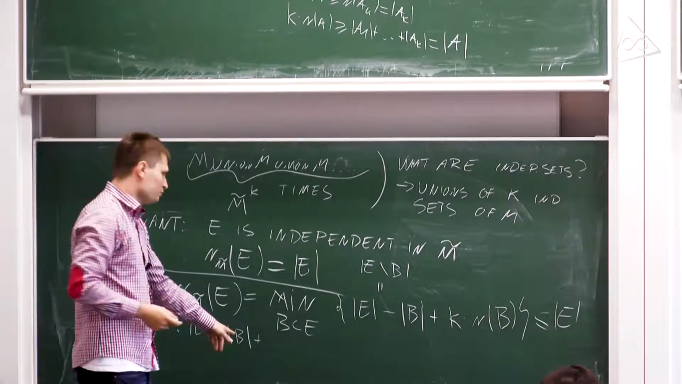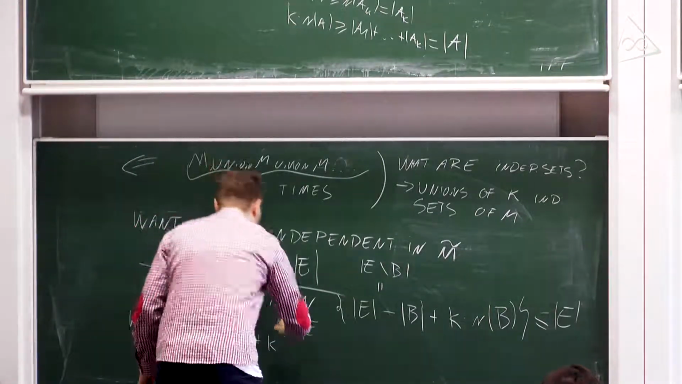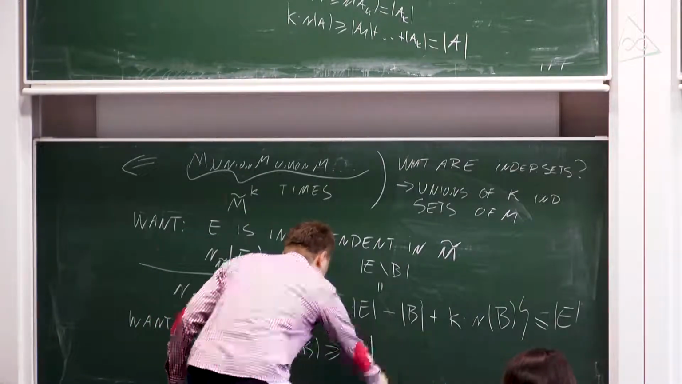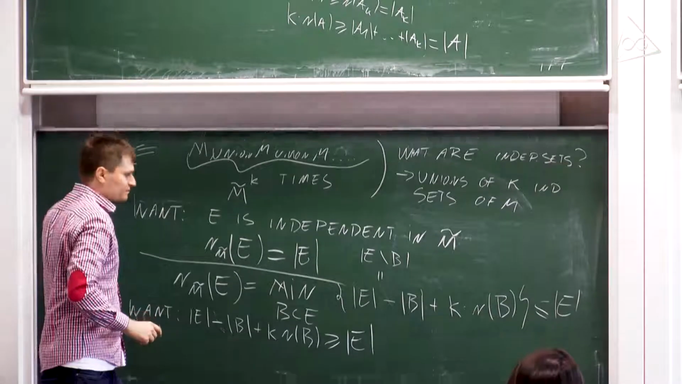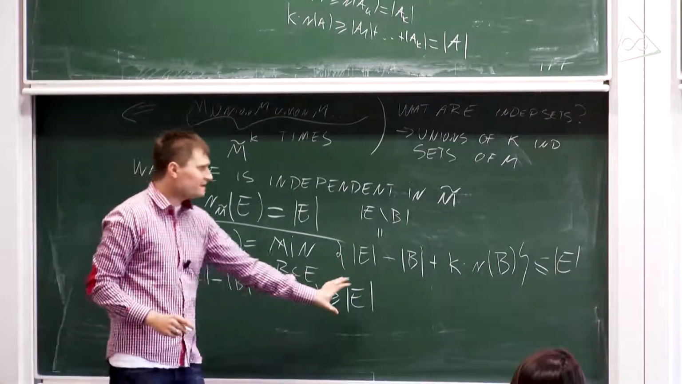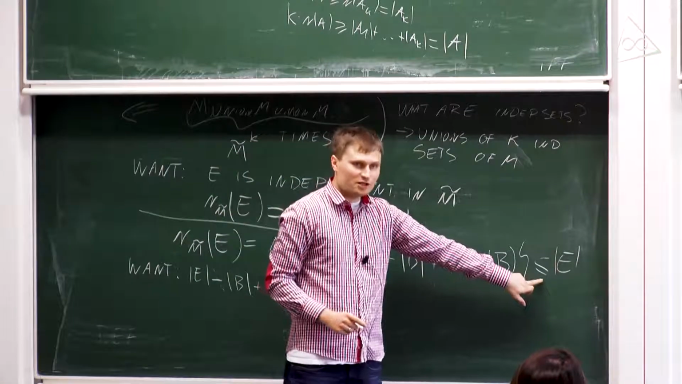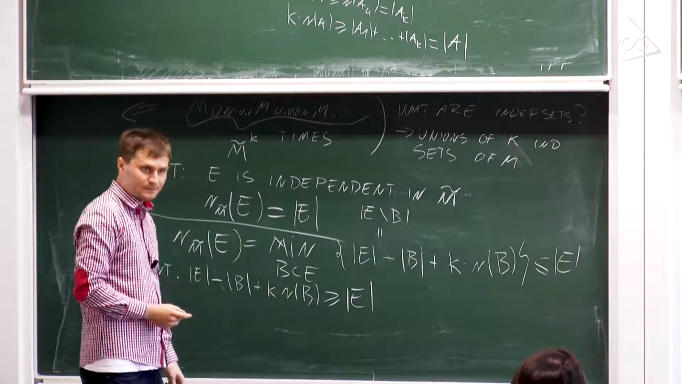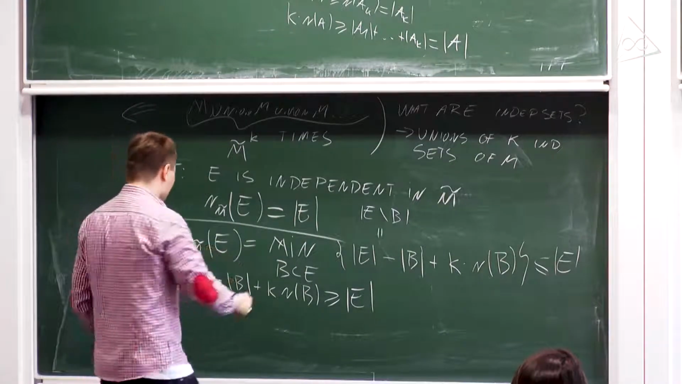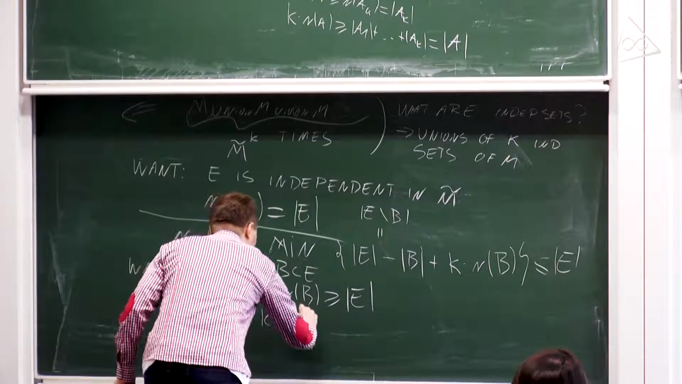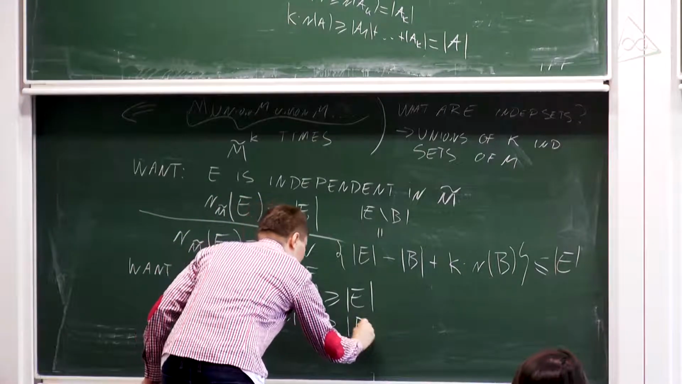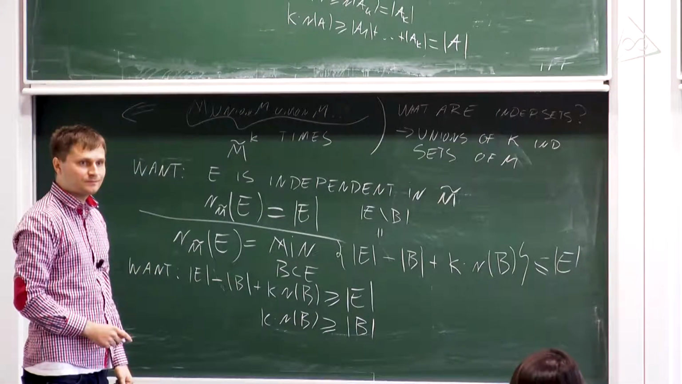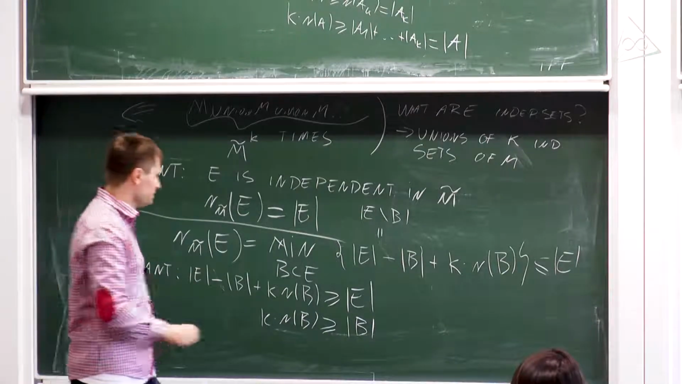Okay? So we want to prove that this is greater or equal to E. If we have this, then we already know that this is smaller or equal. So we will have equality, and equality is what we want. Okay? So let's just put it on the correct side. So this means that K times the rank of B is greater or equal than the cardinality of B, which is our assumption. Exactly. And this finishes the proof.